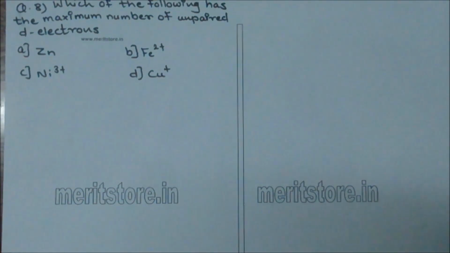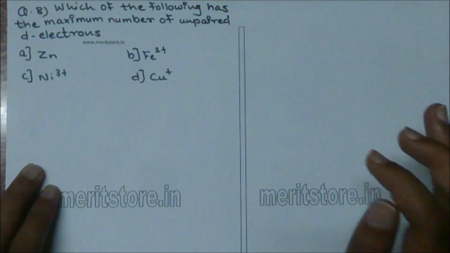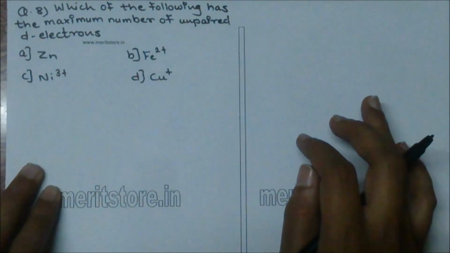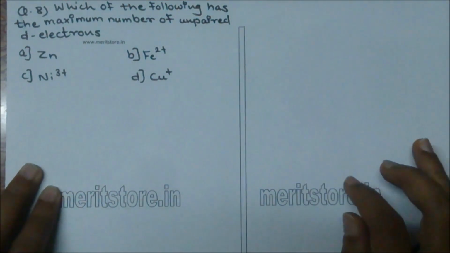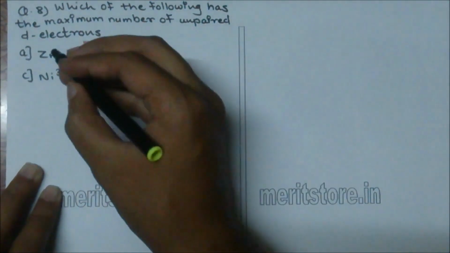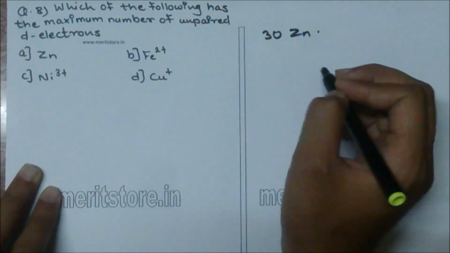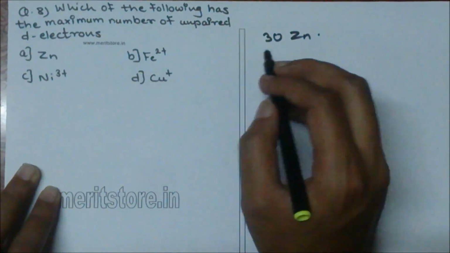Question number 8. Which of the following has maximum number of unpaired d electrons? A zinc, B Fe2 plus, C Ni3 plus, D Cu plus. These are d block elements, so we have to find the atomic number. The atomic number of zinc is 30. Iron is 26, but 2 electrons are removed.